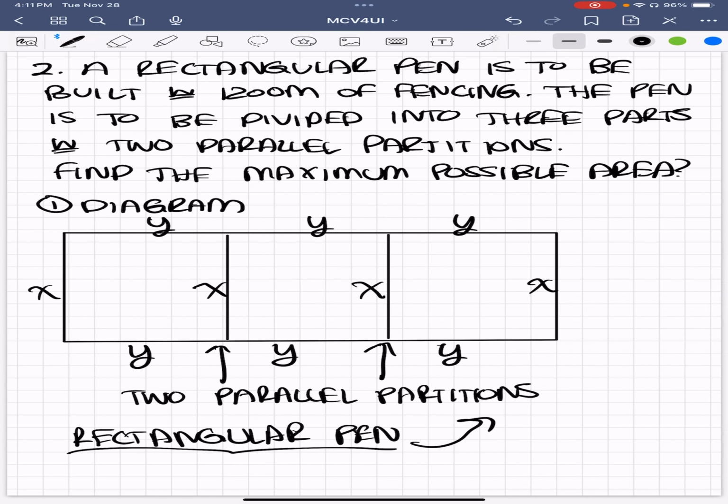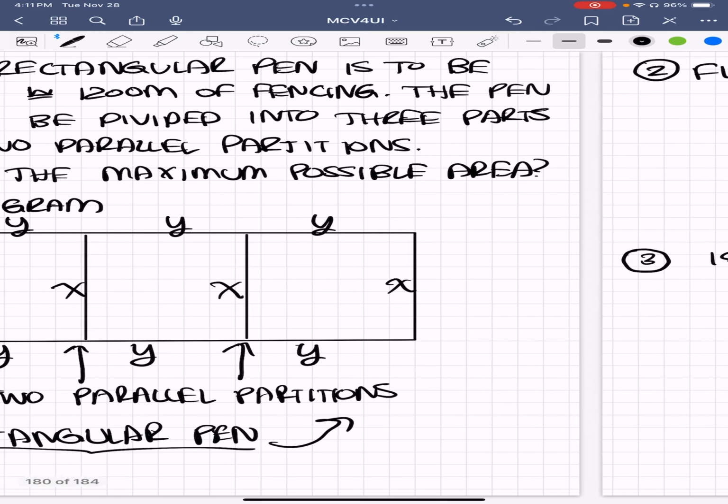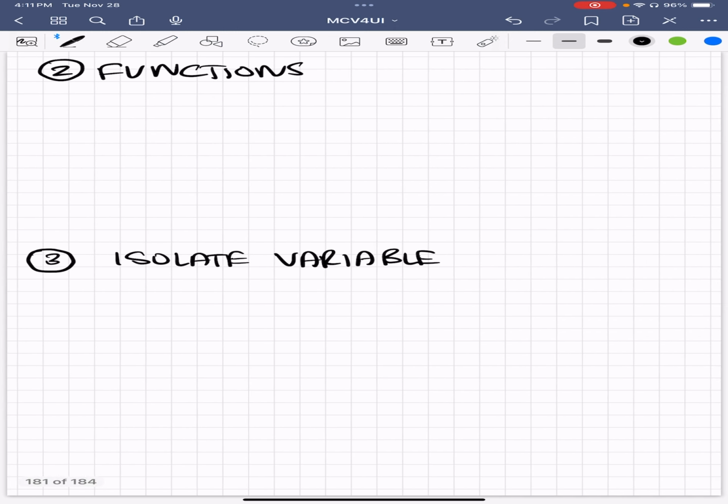Okay, so we made a diagram of the rectangular pen. Now it's time to move on and create our functions. Use the diagram and the information in the question to create equations or functions that apply to the question. So we have the area of the pen, the perimeter of the pen.